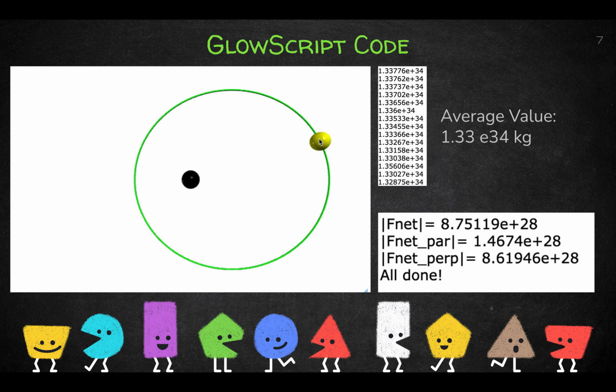Here we can see the trajectory of the star starting from this position here and moving in a counterclockwise motion until it ends back in the same position. GlowScript then outputted several lines of estimated black hole masses at the different time intervals, and I then found the average value of all these, which was 1.33 times 10 to the 34th kilograms, which we can say is the mass of our black hole. We can then see the values of our net force and its parallel and perpendicular components right here.